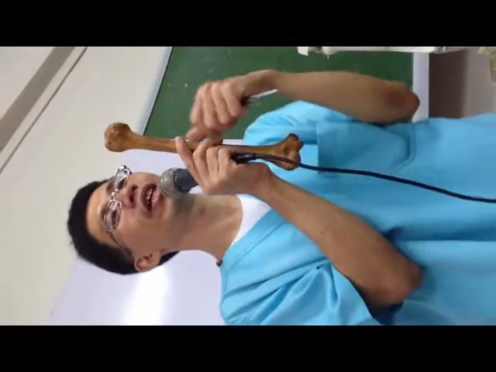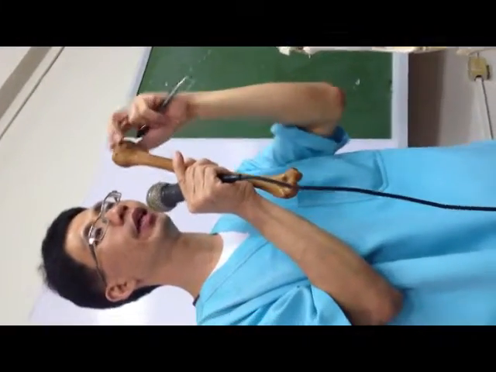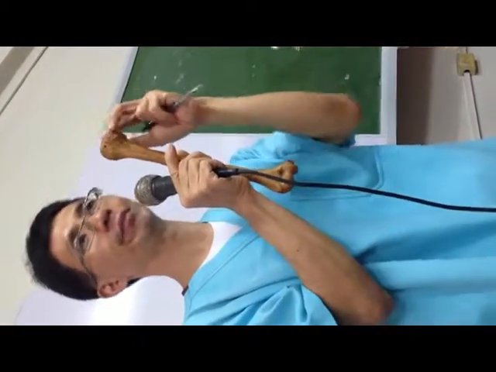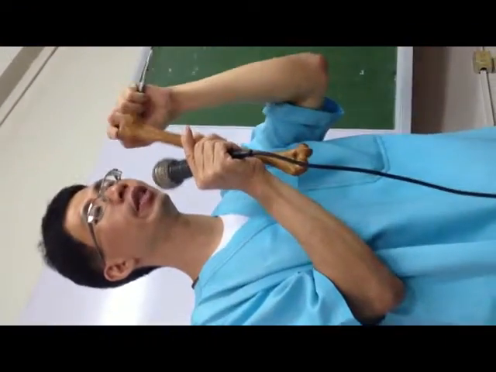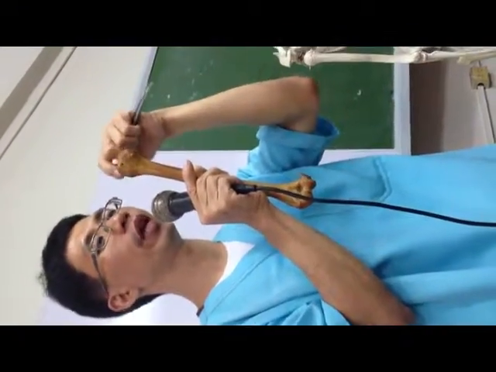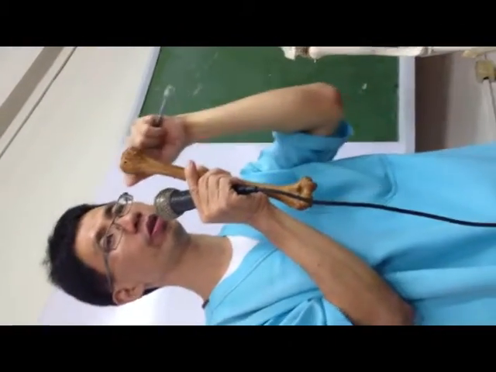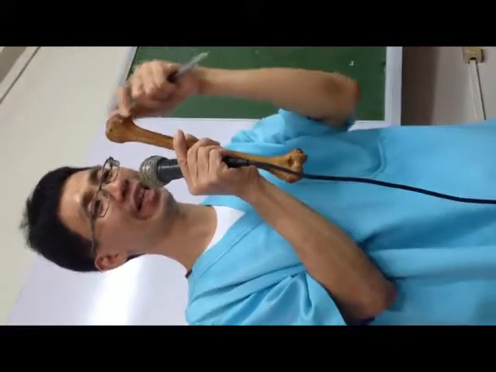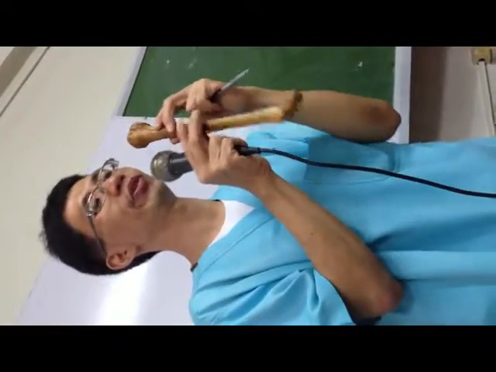Okay, let's now identify the parts. Here you now have the head of the humerus, or humeral head. Lateral to the head, this one is the neck of the humerus, the anatomical neck of the humerus.